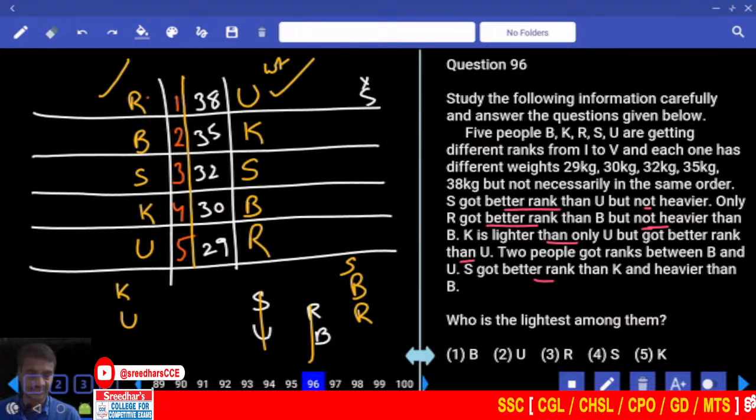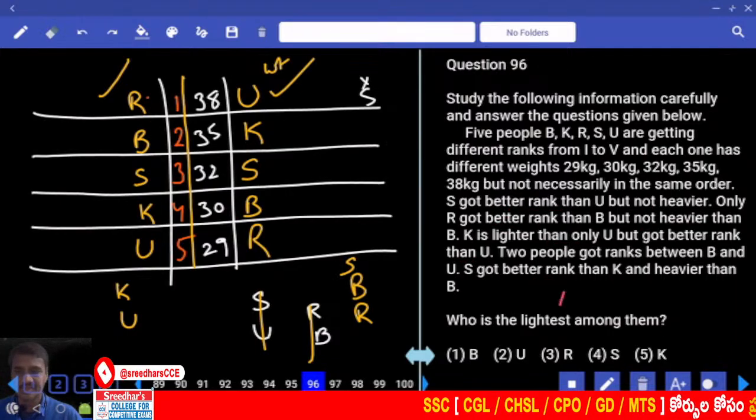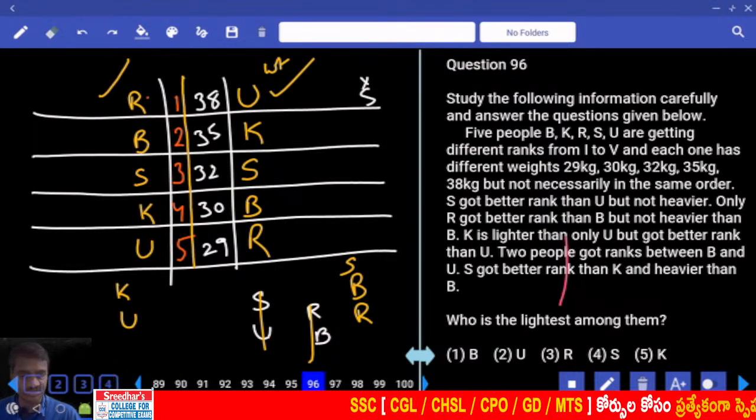Then question number 96. And who is the lightest among them? Lightest is R. R, that is choice 3, 96.